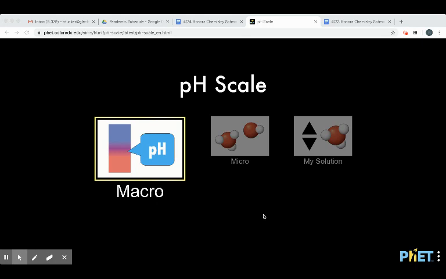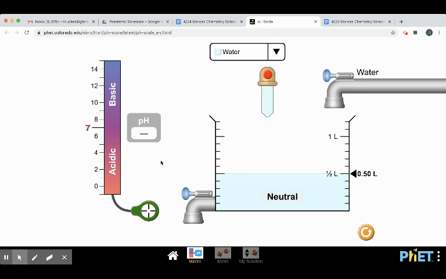Which are the strong bases that would dissociate completely? LiOH, NaOH, KOH, Sr(OH)2, Ca(OH)2, and Ba(OH)2. Okay, now let's move on to the simulation. So we have our macro view here.